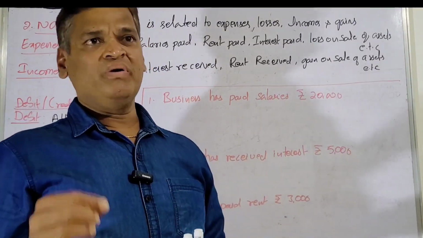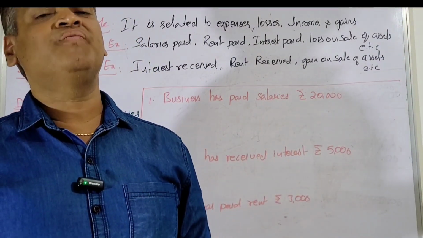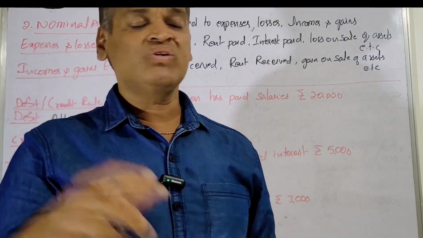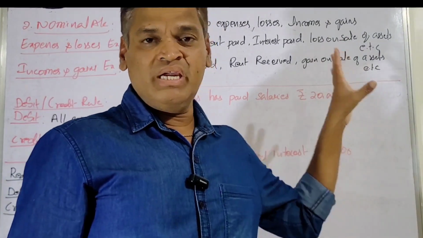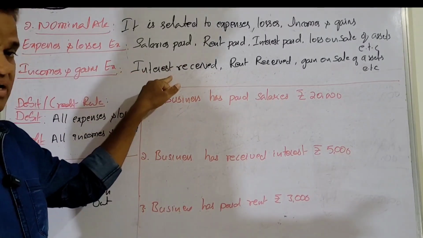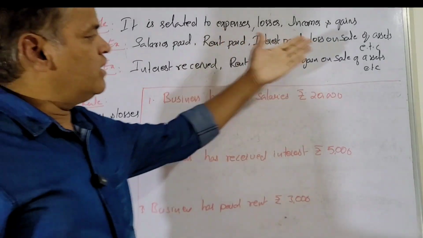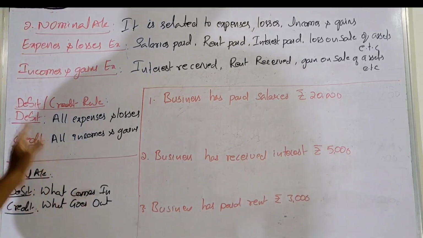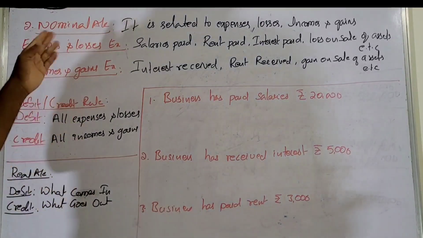Suppose we have purchased one asset for 40,000, we sold it for 45,000. That 5,000 is the gain, right? So this is the gain. These are the examples for incomes and gains as well, right? Now we'll see the debit credit rule of nominal account.